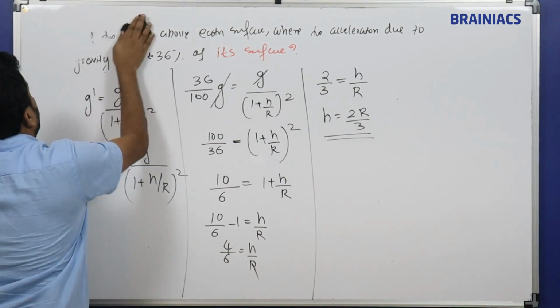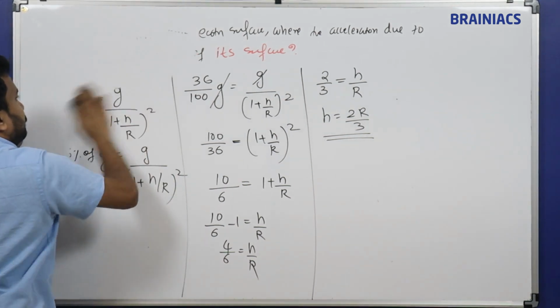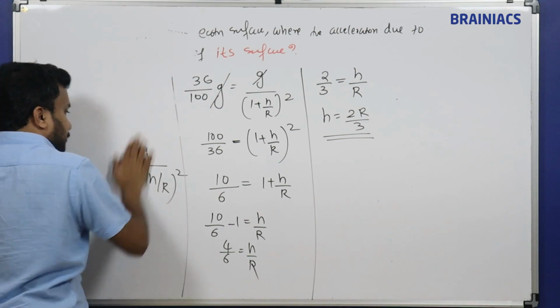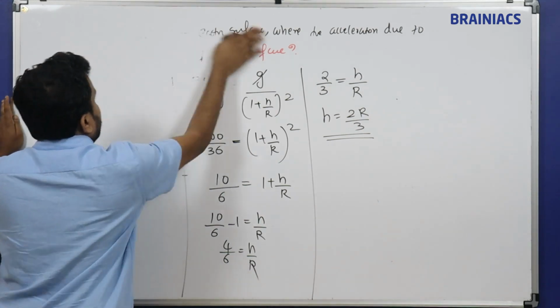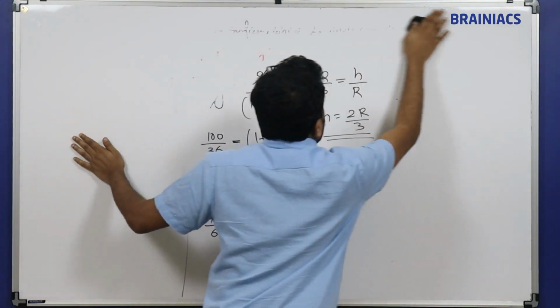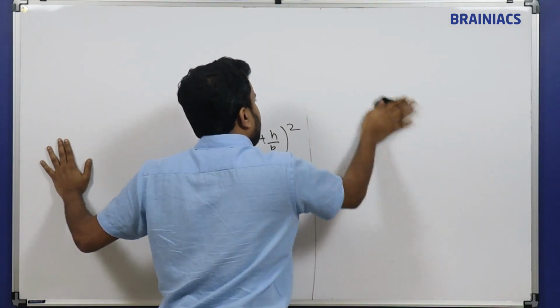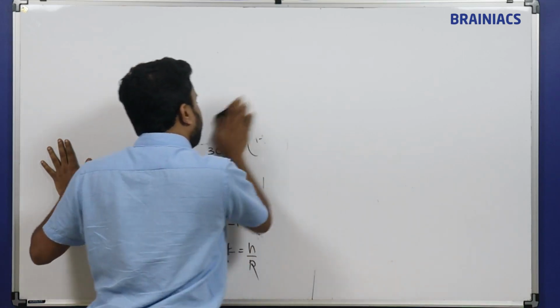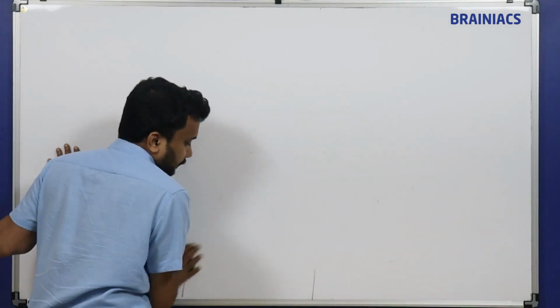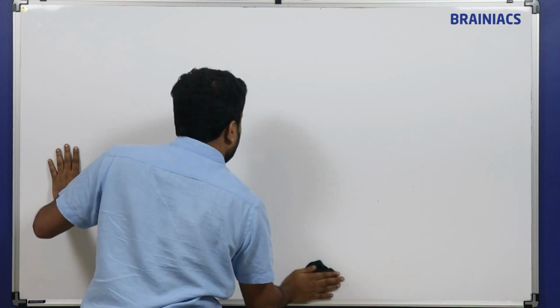Good. Okay, we'll move to the next question. Not the next question, the next topic, the second one. Acceleration due to gravity changes in 4 contexts, as I told, right? One is due to height, another is due to depth, then rotation of the earth, then shape of the earth. So the second one, we'll move to the second one.